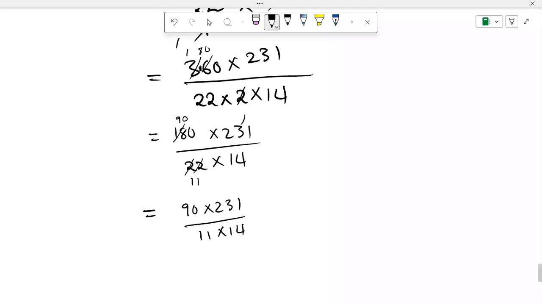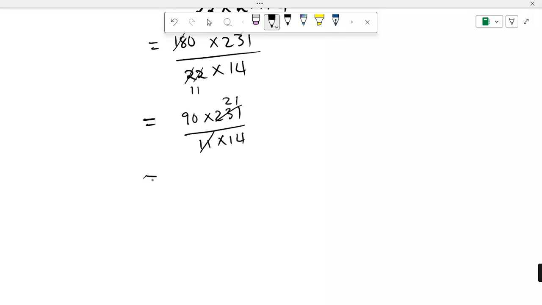Okay, so what else can we do here? If you multiply 11 by 11, I think it can go into this. So if you say 231, if you divide it by 11, it will give you 21. So here, 21, this goes. So we're still continuing. 90 by 21. So now we just have 14.